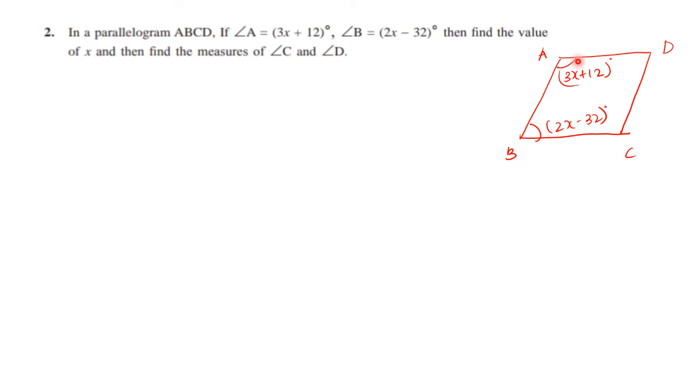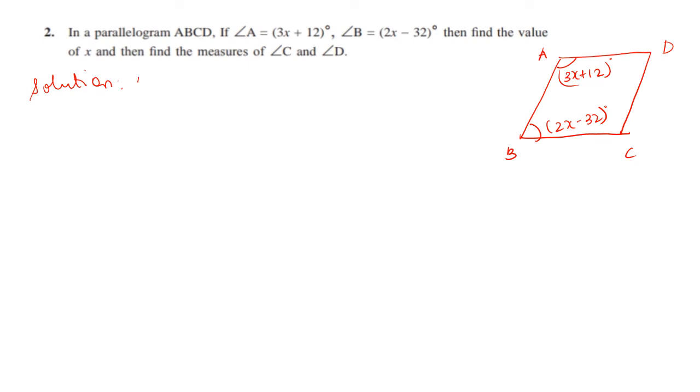When you find out the measure of this angle, then obviously angle C would also be congruent. Why? Because they are opposite angles. Similarly, angle B is congruent to angle D. Why? Again, opposite angles of the parallelogram are congruent. So let's start.